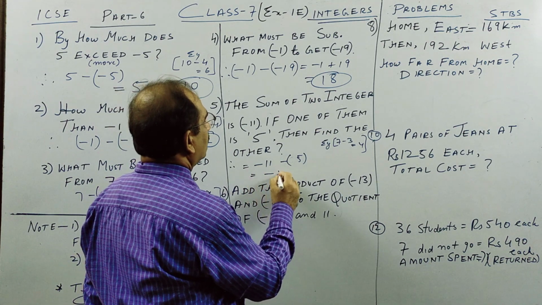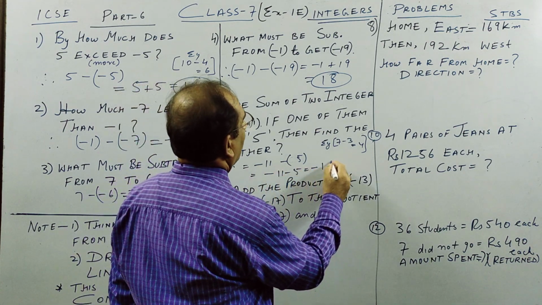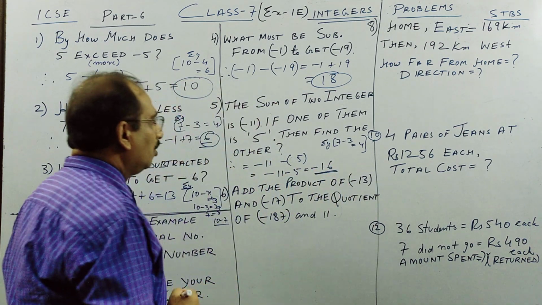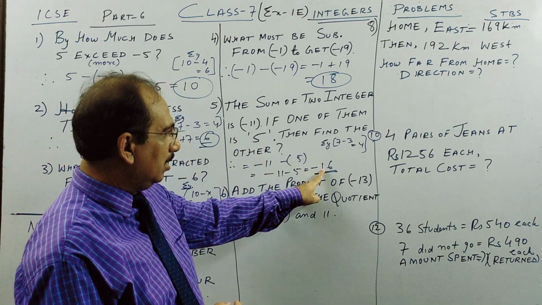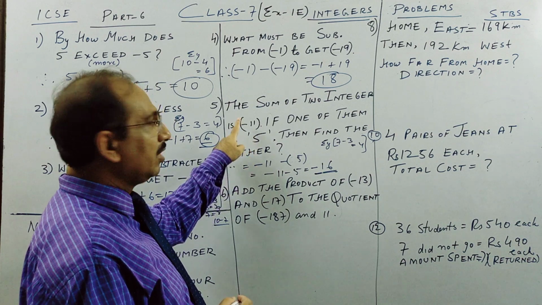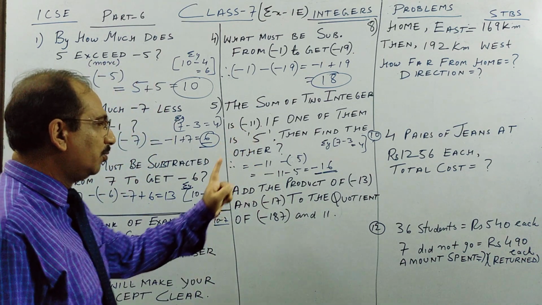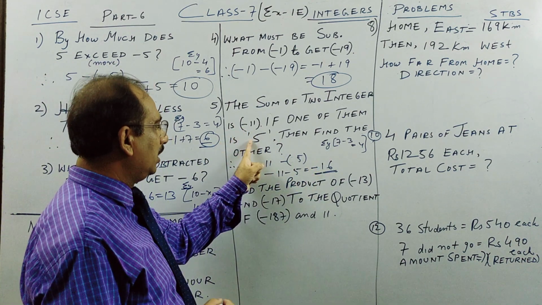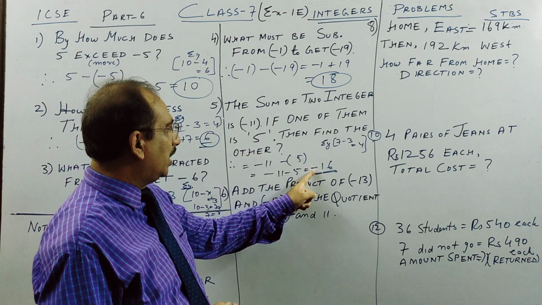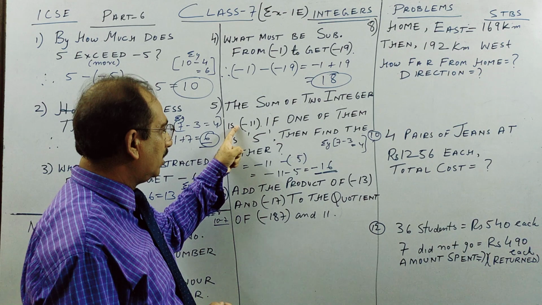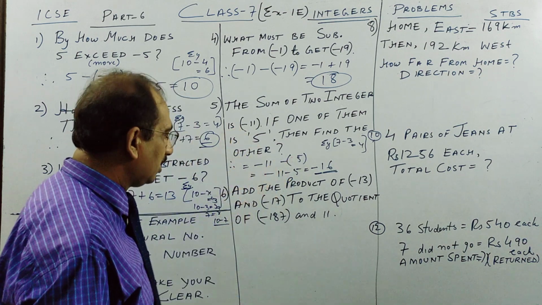So this is minus 11 minus 5. The answer is minus 16, because when you verify, minus 16 plus 5 will give you minus 11. So one integer is minus 16, one is 5. When you add them, you will get minus 11. So to get minus 16, we subtract 5 from minus 11.